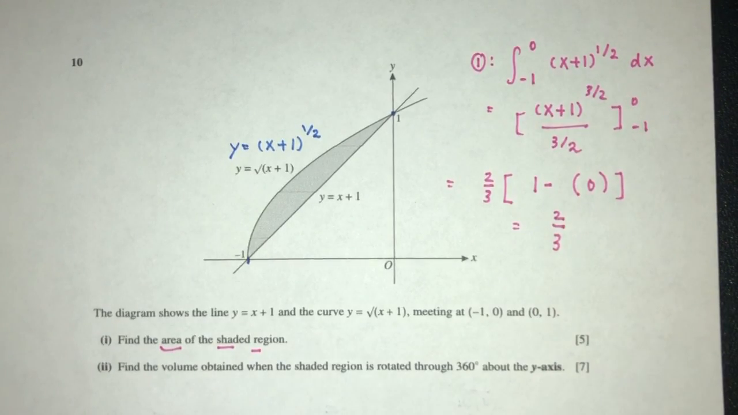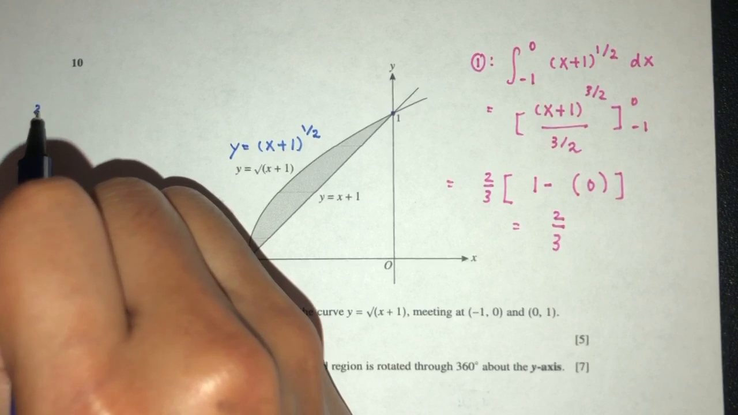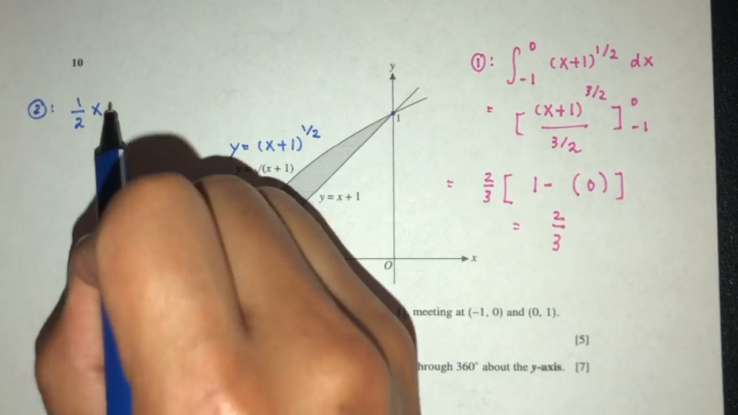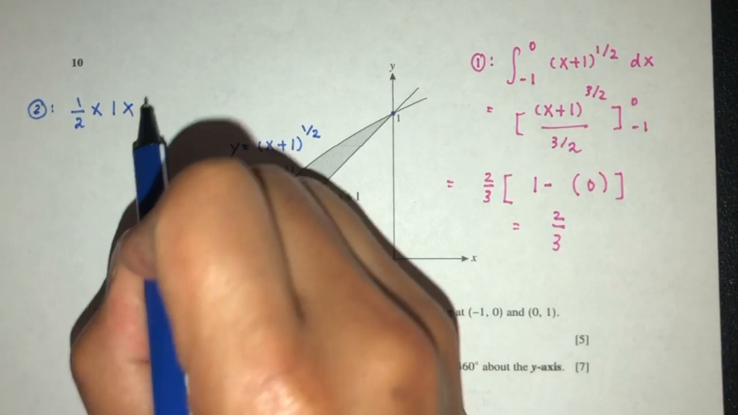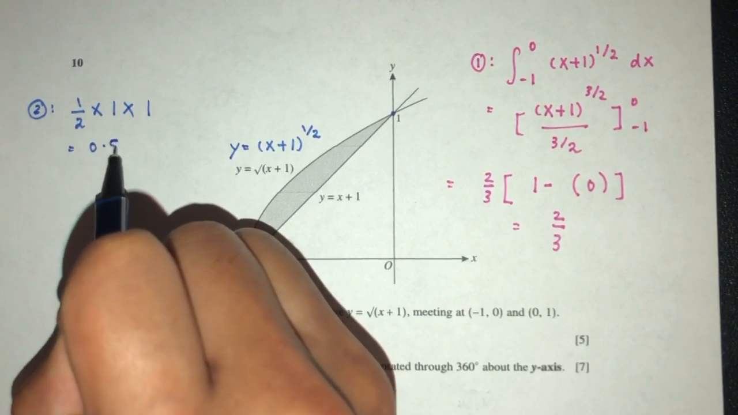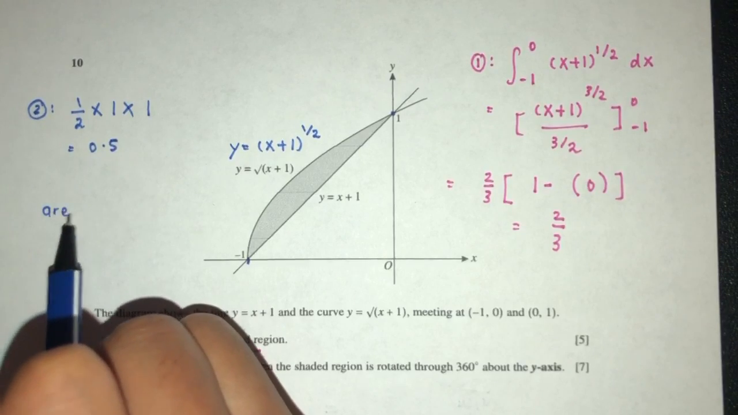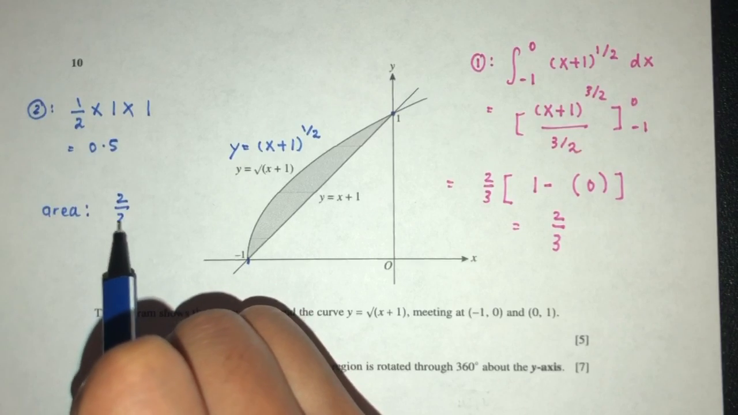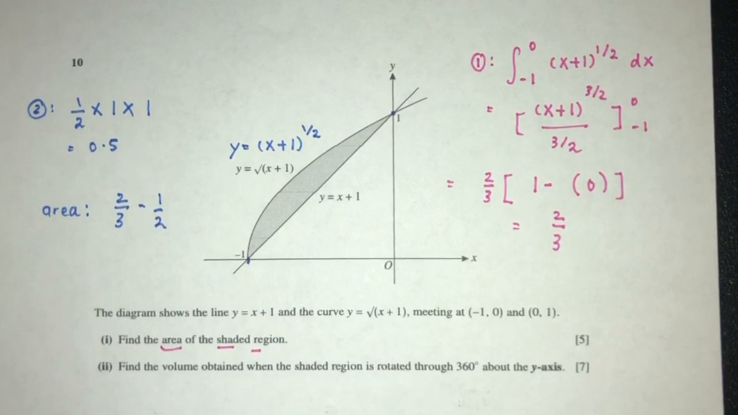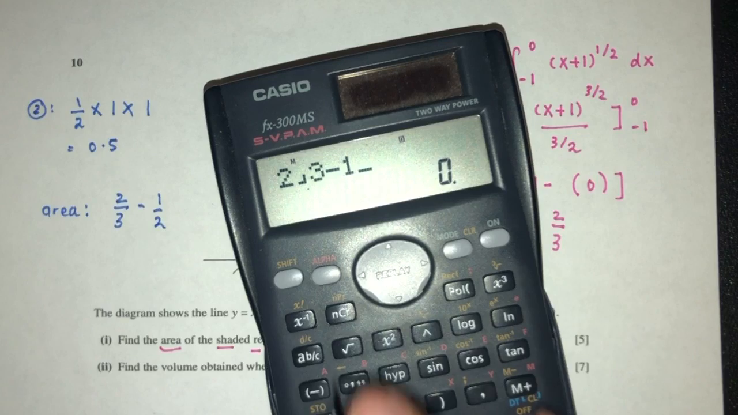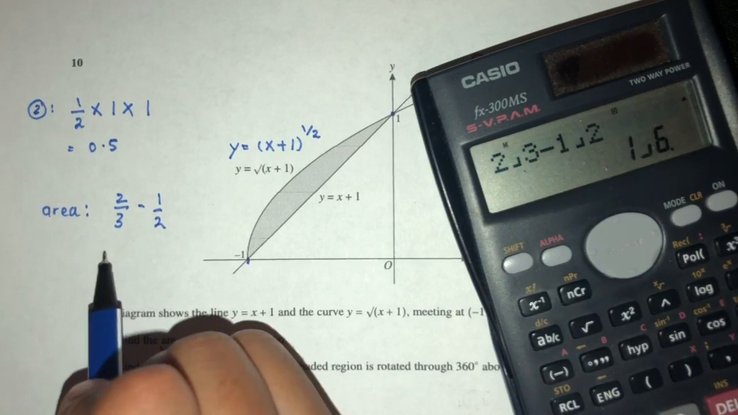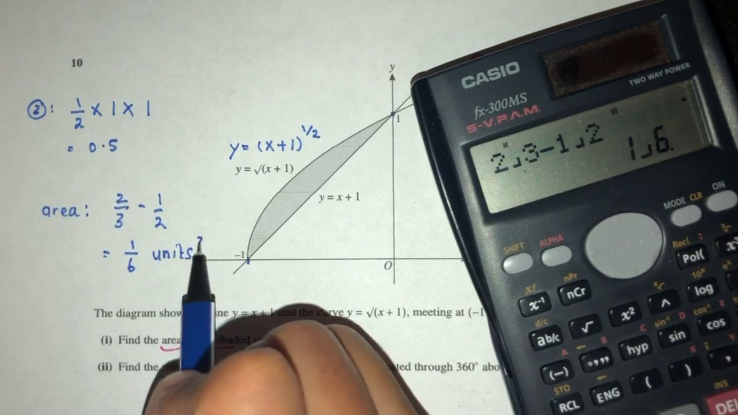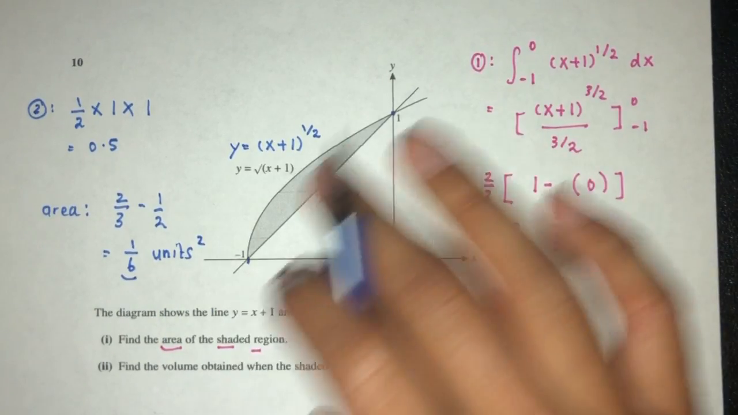Now we have to subtract the area of the triangle. By observation, what will the triangle be? Half times base times height. The base is 1 and the height is also 1, so that will be 0.5. So the area is the whole thing minus half. Let's see what happens. 2 over 3 minus 1 over 2 should be 1 over 6. That will be 1 over 6 units squared for the area of this region.